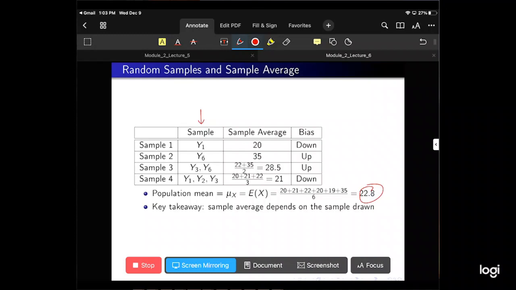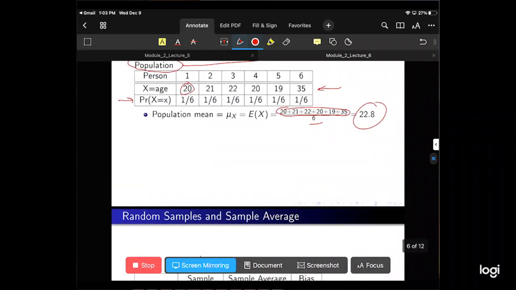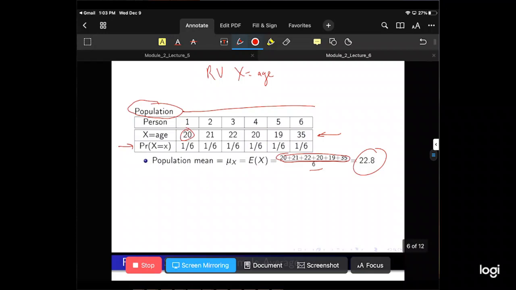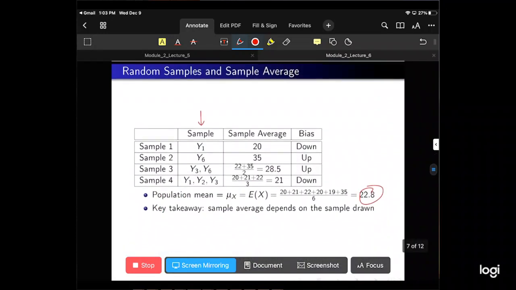So we're going to take two people next for sample 3. We're going to roll the die twice. Suppose we do this and we get a 3 and a 6. Then we'll take the ages of person 3 and person 6, which is 22 and 35. Then we take the sample average, so we do 22 plus 35 divided by 2, and we get 28.5. It's still biased upwards, but less so than if we had only sampled person 6.